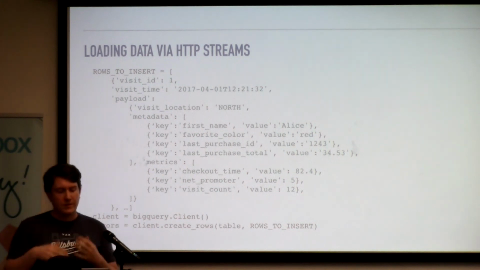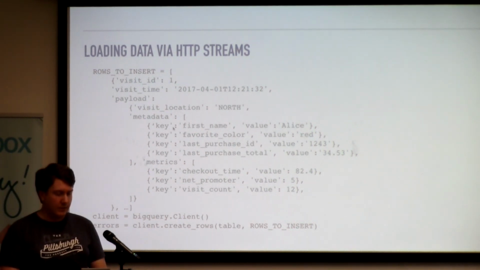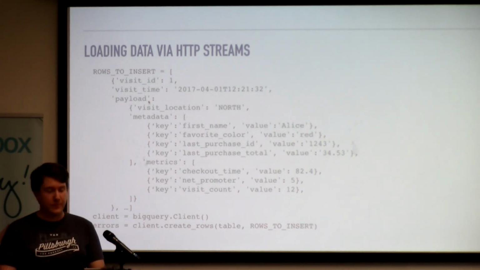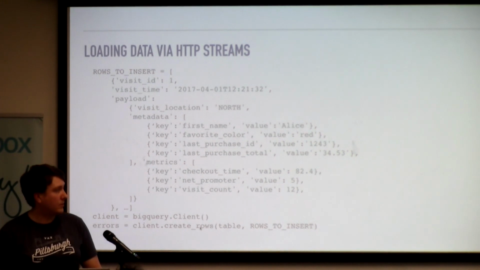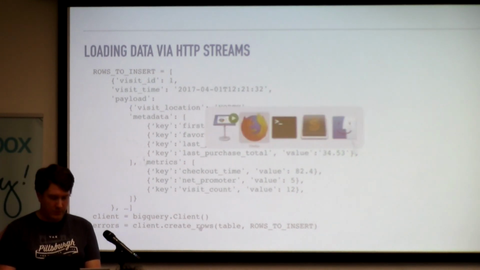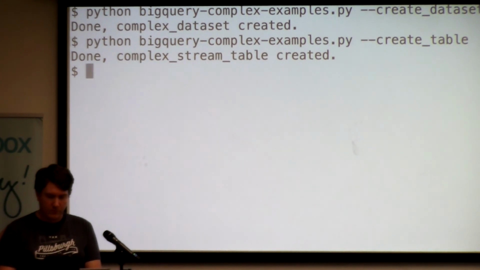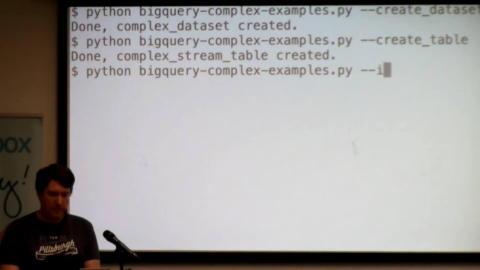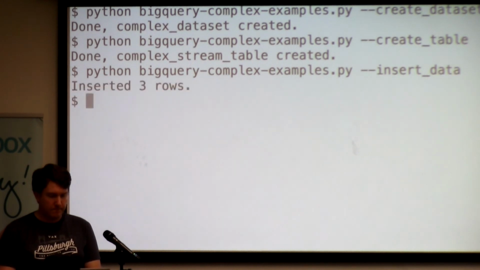So basically what you do is you define a list of dictionaries. So this maps onto the structure that we defined before. So we have visit ID, visit, and then we have a payload, which is nested inside of it. And then here's how we define our repeating columns. So we have key, value, key, value, key, value, key, value. And then we just run this handy little create rows function with our list of rows. Okay, so now we have 3 rows in the system.